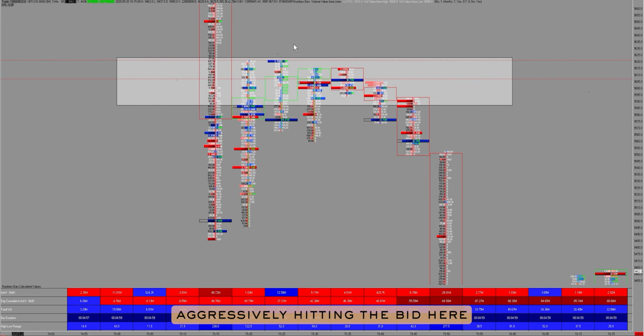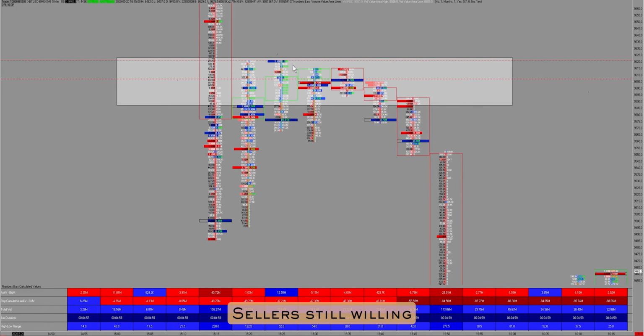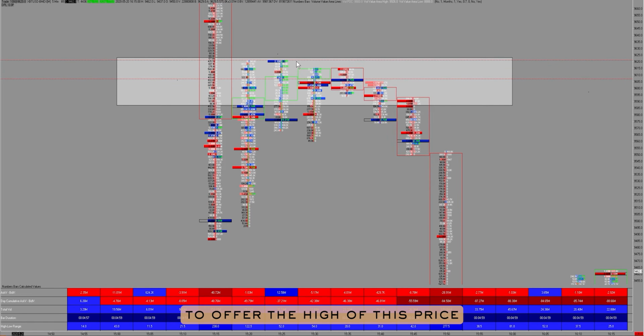So sellers aggressively hitting the bid here. Sellers still willing to offer the high of this price. This is the area that we would be looking for price to gain acceptance through if this was going to reverse. So we're looking for ideally signs of weakness right within the structure. One of the first signs of weakness that you could also be paying attention to is how, for similar amounts of volume, increased delta moves price more in one direction.